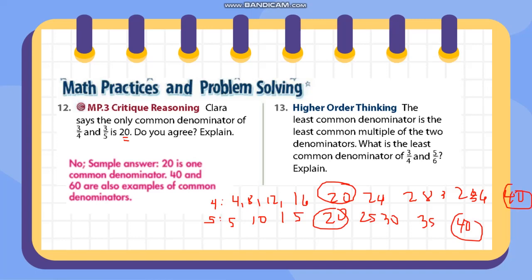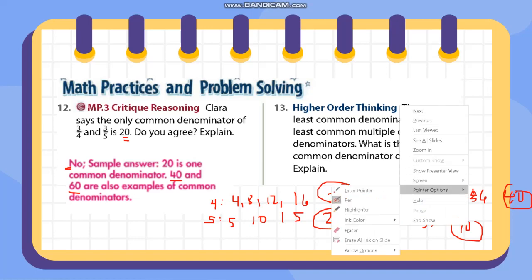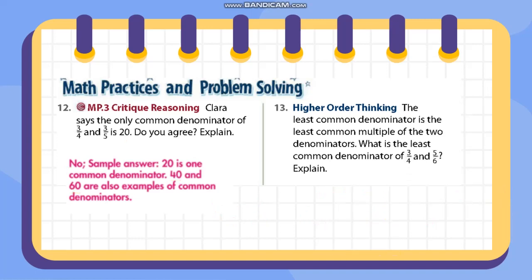Okay, so we have a lot. When you continue these multiples of 4 and multiples of 5, you will get a lot of common multiples. For example, we have 40, 60. There are also examples of common denominators of 3/4 and 3/5. That's why that statement is incorrect. We have a lot of denominators, but as I told you, I encourage you to always get the least common denominator, because when you're going to add, subtract, multiply, the least common denominator is the most important one.